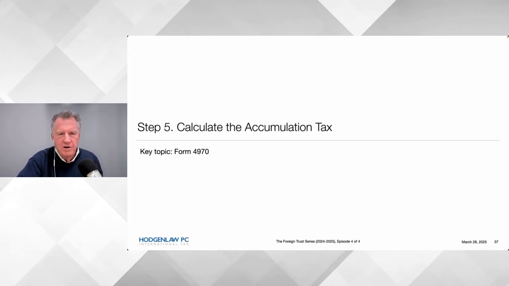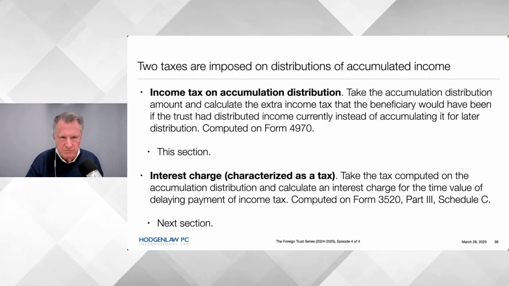So now that we have the calculation of how much is the accumulation distribution out of that 125,000, it's either 125 for the default method or 20 for the actual calculation method, we're going to calculate tax. And this is where it gets a little bit fussy. There are two taxes, one of which is the actual tax on the accumulation distribution, and the other one is the interest charge that is defined in the code as a tax, so they can assess it immediately. And those two together make the accumulation distribution tax. So the two parts make into the whole.